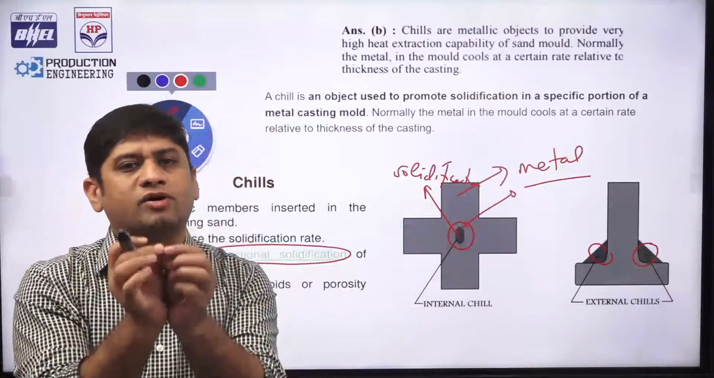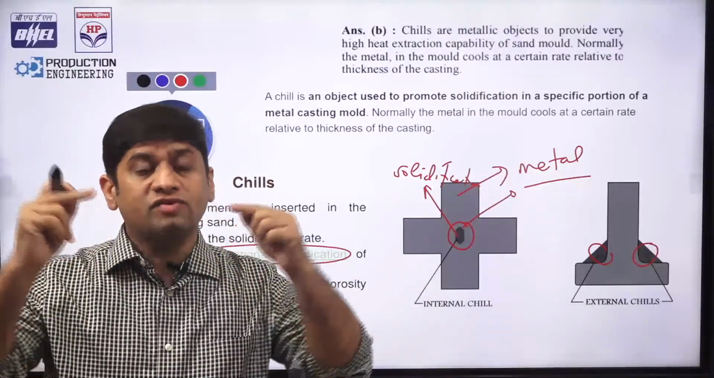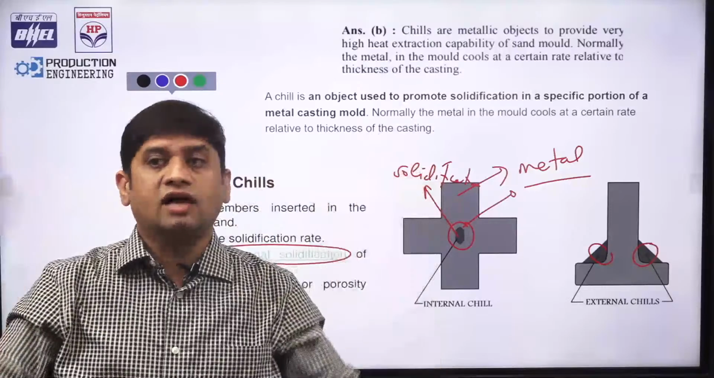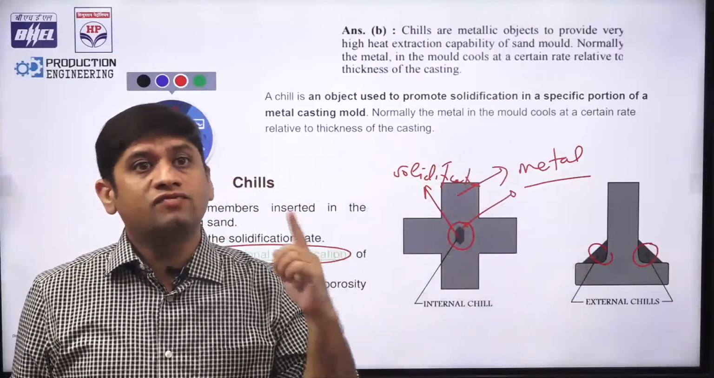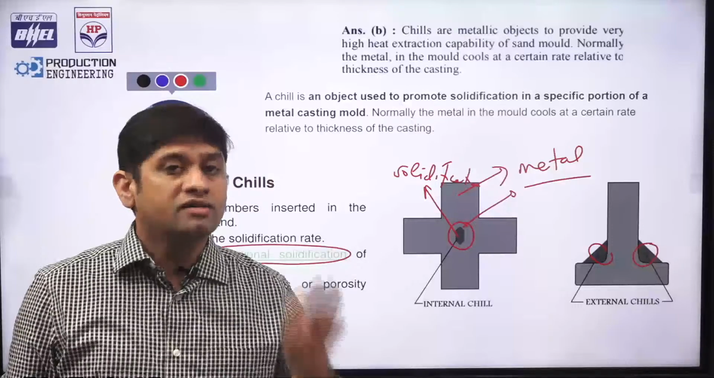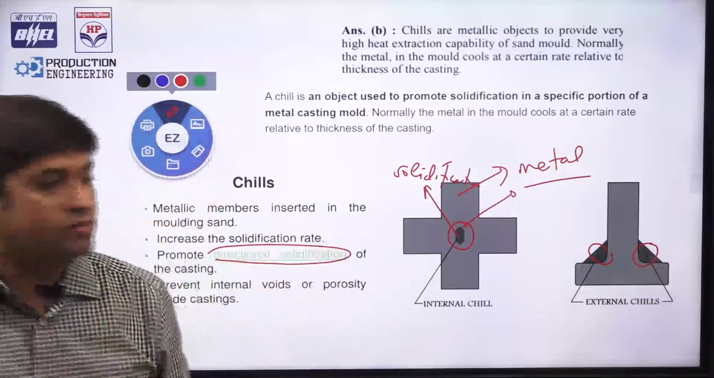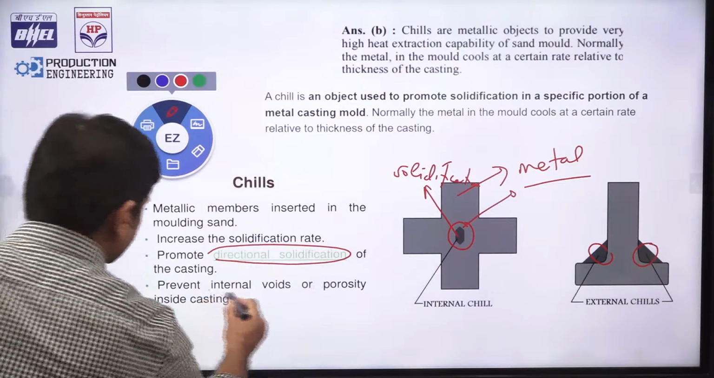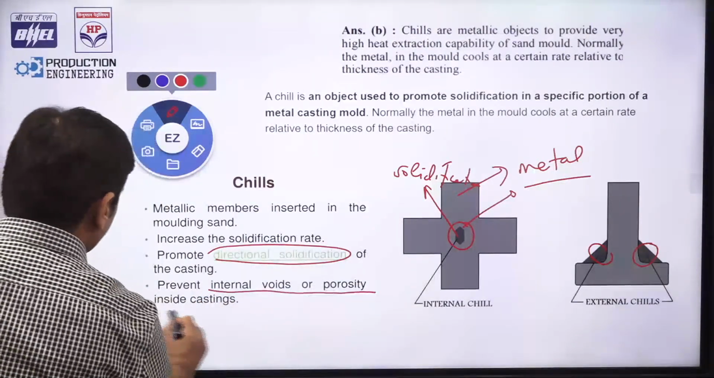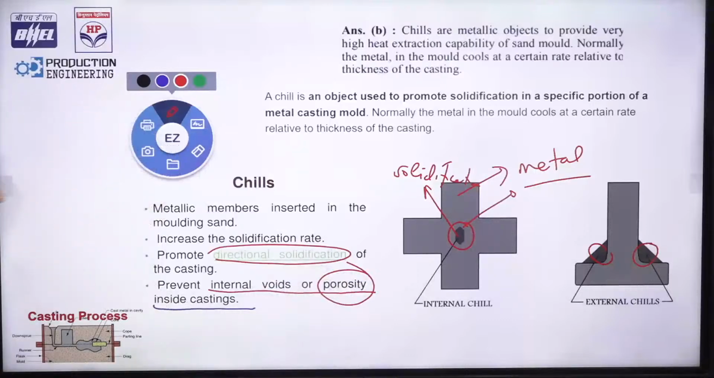If we keep the chill at a particular point, solidification will start from there, and that will prevent the casting defect. So what defects will chill prevent? Which casting defect will chill prevent? Answer me that question. If a chill is kept at some particular place, which casting defect does it prevent? Internal void or porosity inside. Porosity, as you know, is a casting defect. So porosity is one type of casting defect.